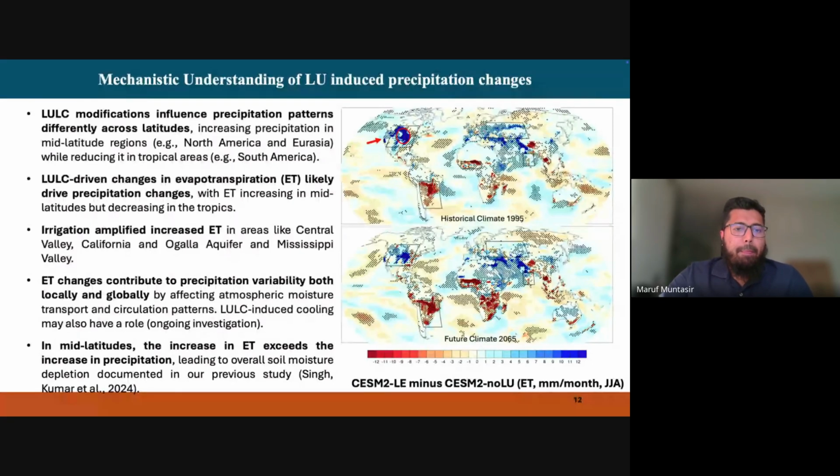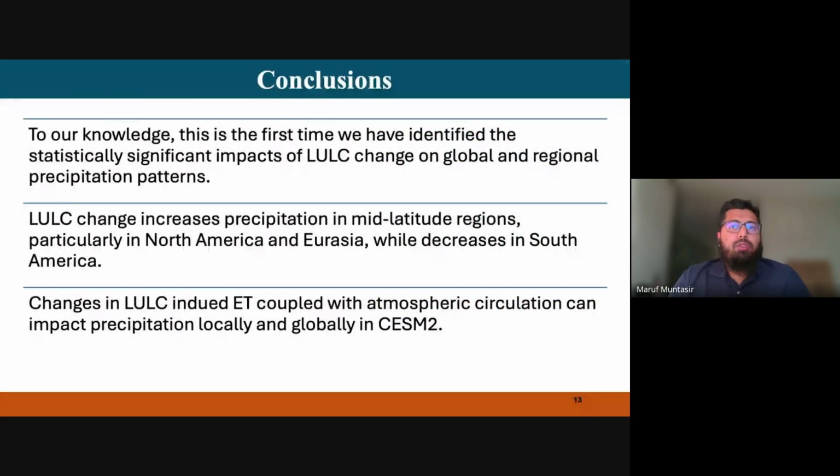Next slide, please. So here is the summary of our findings. To our knowledge, this is the first time we have identified the statistically significant impacts of LULC change on global and regional precipitation patterns. LULC change increases precipitation in mid-latitude regions, particularly in North America and Eurasia, while decreasing it in South America. Changes in LULC-induced ET, coupled with atmospheric circulation, can impact precipitation locally and globally in CSM2. Next slide, please.